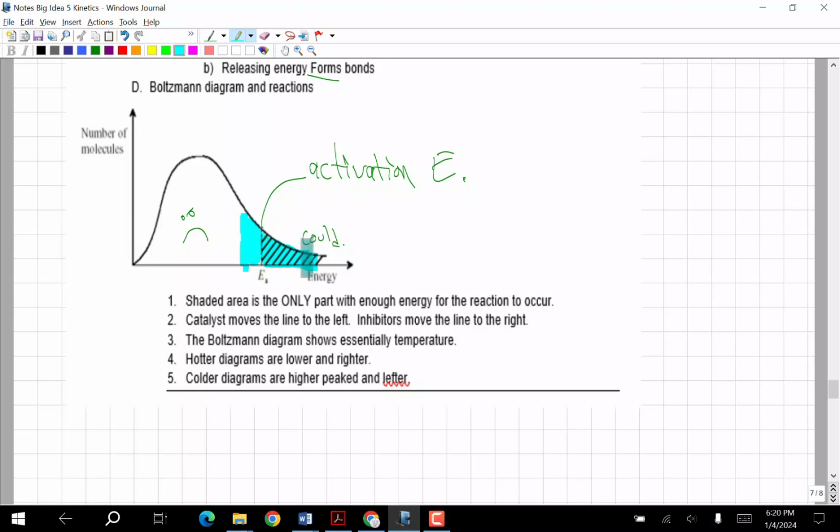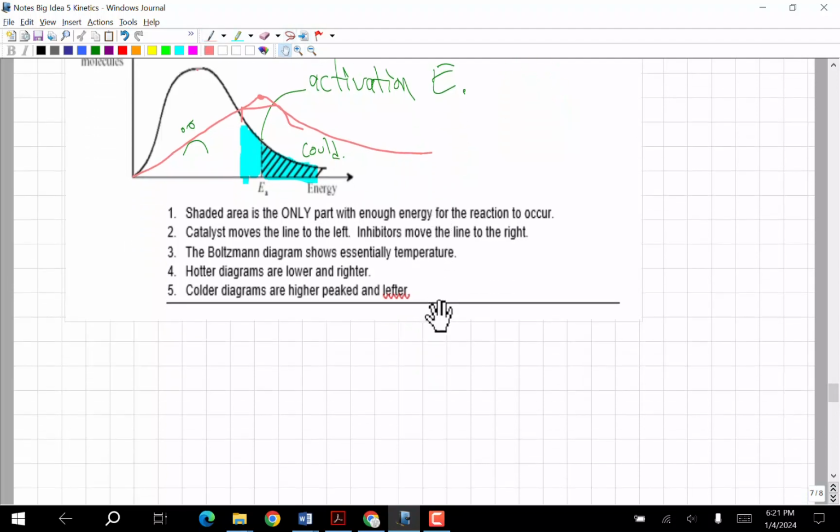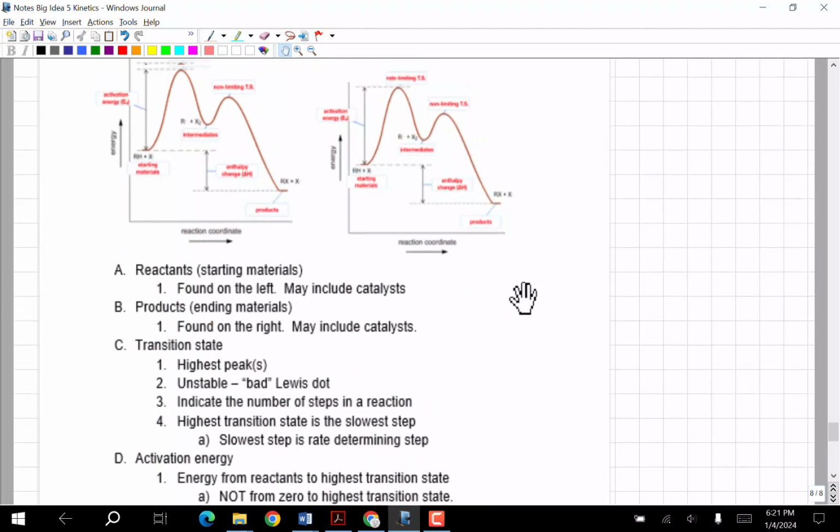Okay? A Boltzmann diagram shows essentially temperature. Hotter diagrams are lower and righter. Colder diagrams are higher peaked and lefter. So if I'm going to do a hotter one, hot of course is hot, I'll make it thicker. Hot, so it would be lower and righter. And notice how they would have more particles under the curve. And that was almost it.